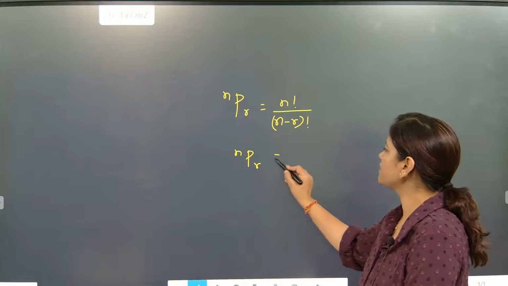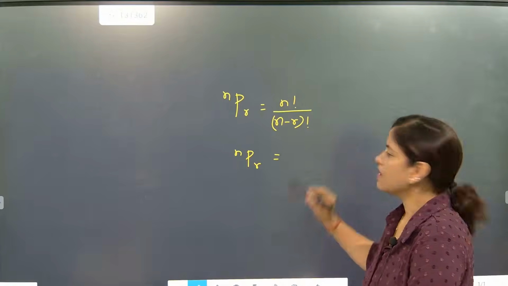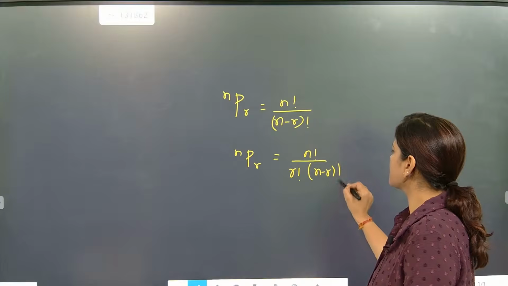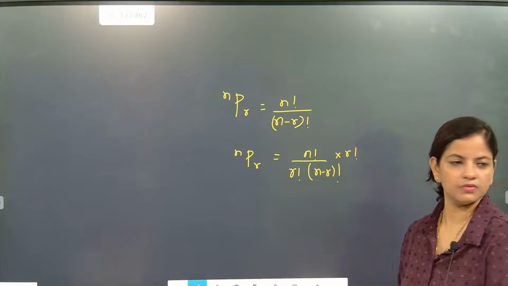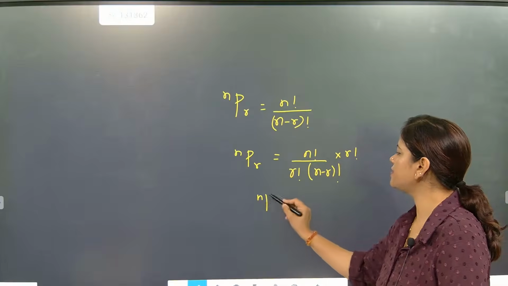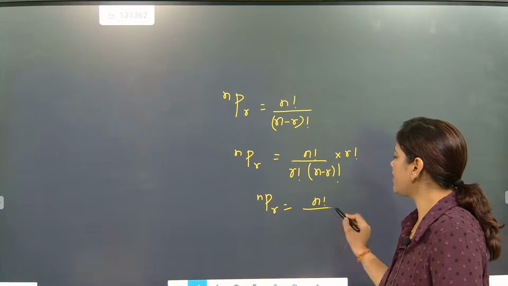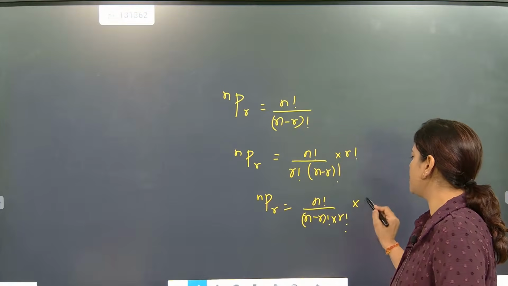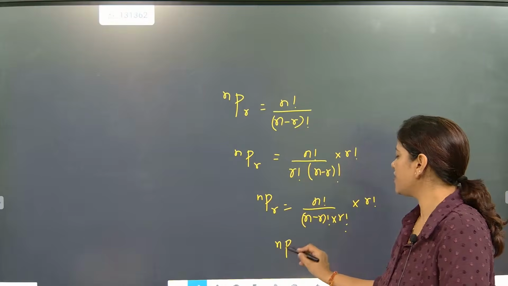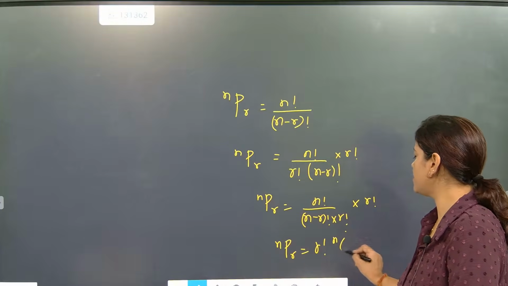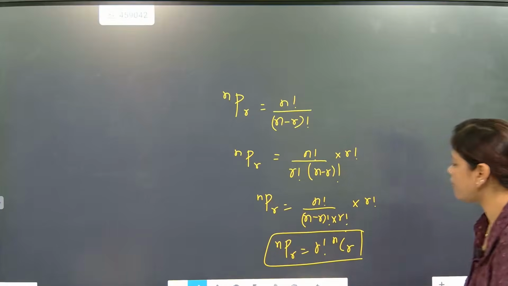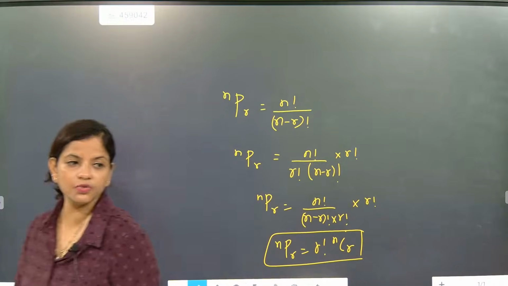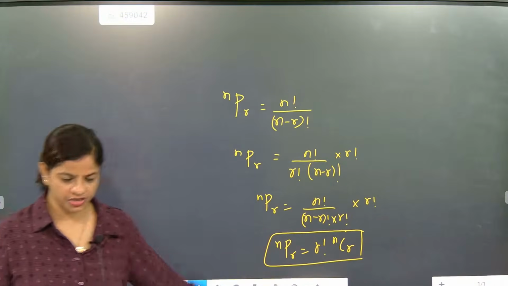In this part, we are going to multiply and divide by r factorial. Understood? So now nPr is equal to n factorial by (n minus r) factorial into r factorial, into r factorial. So this becomes nPr is equal to r factorial nCr. This is the formula, the roadmap between permutation and combination. So permutation is equal to r factorial into combination, no doubt.